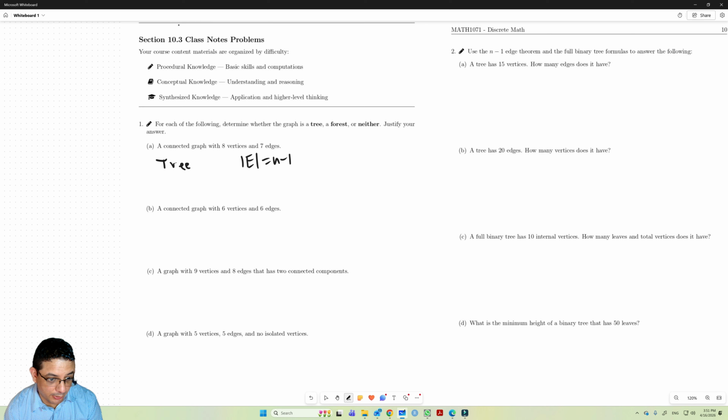Now, for a connected graph with 6 vertices and 6 edges, it's going to be a different situation. Notice that it's not going to be a tree by the same characterization theorem. Because we're assuming that it's connected, it means that it contains at least one circuit. And if it contains at least one circuit, then it's not a tree, and it's not a forest either. So the answer will be neither.